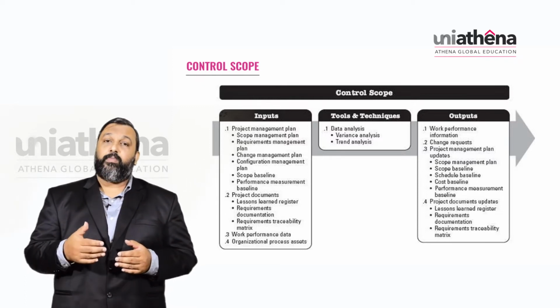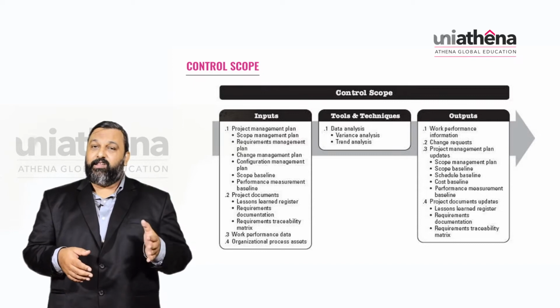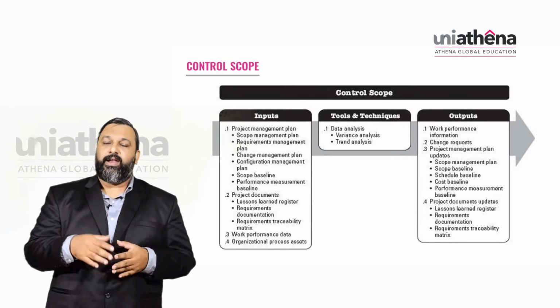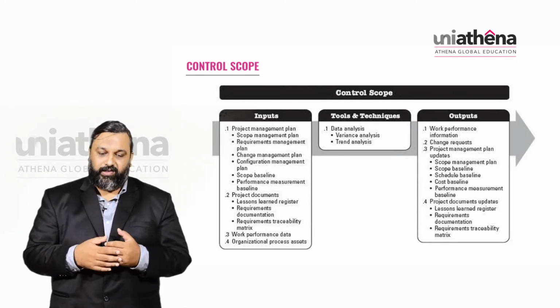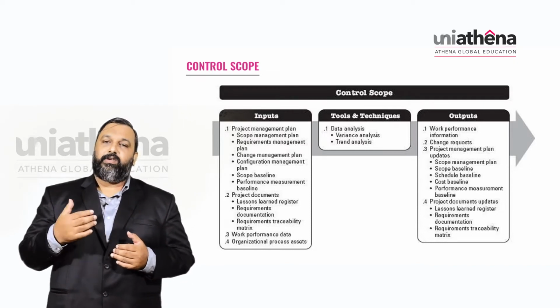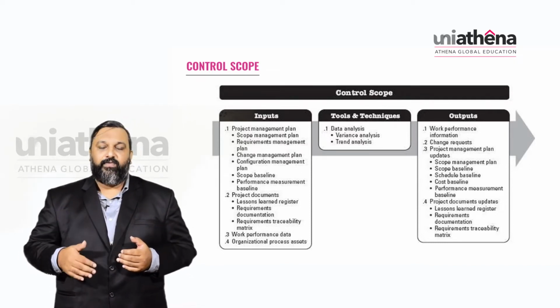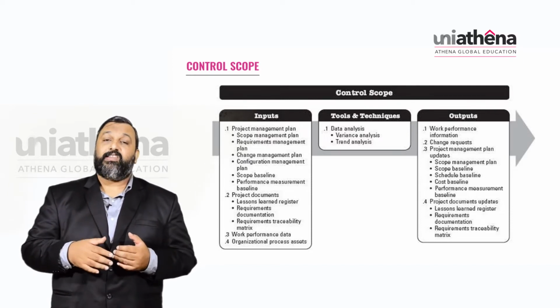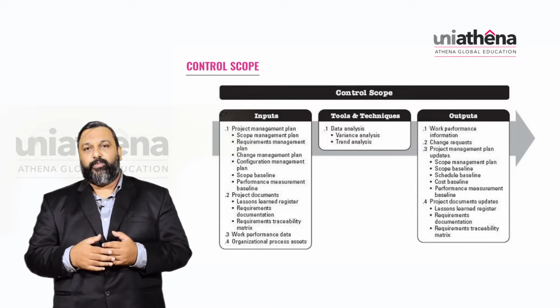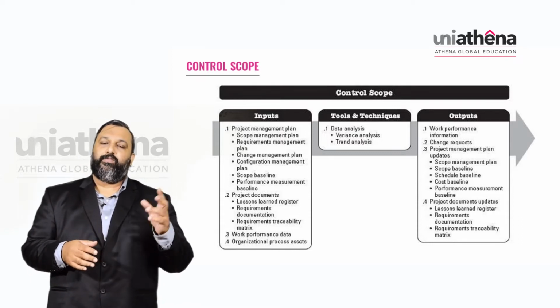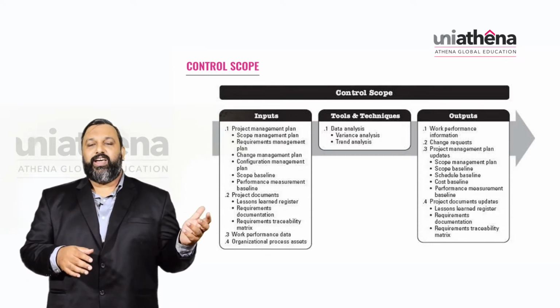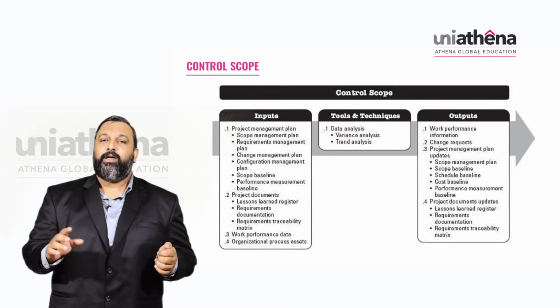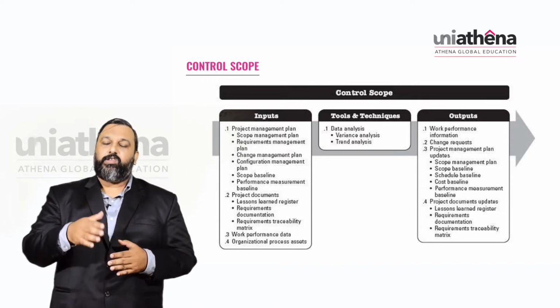Then you have requirements documentation. Earlier we had the plans for all those things in the project management plan, now we are talking about the documents. We have the lessons learned register as the first document, the requirements documentation as the second, and the requirements traceability matrix as the next input. That is how the requirements of a specific task are traced from the initial starting point till the end point.